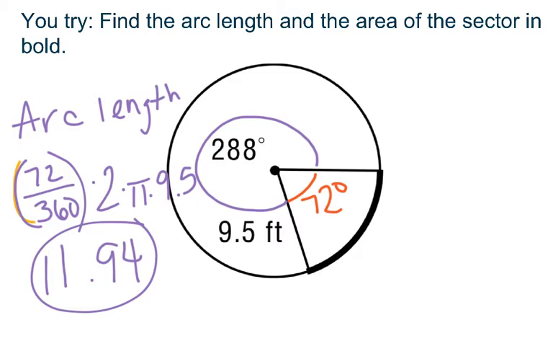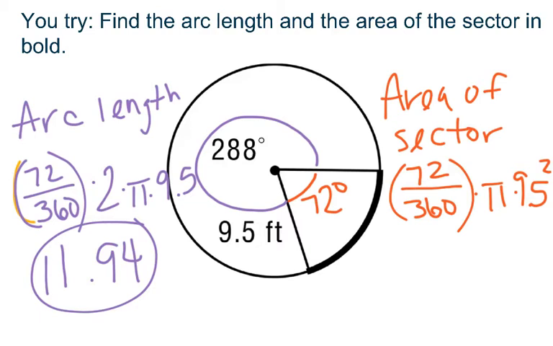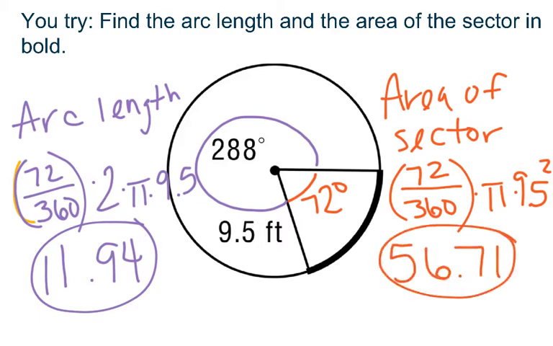And then I want to find the area of the sector. Area of sector. Alright. So it's a percentage of the total area. The percentage is based on how many degrees it is. It's 72 degrees out of the total circle, 360. And then I'm going to times it by pi times r squared. And r is just the radius, 9.5. So I got 56.71. So hopefully that made sense.